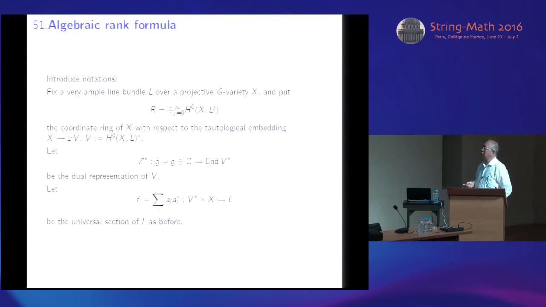Now let's look at something called the algebraic rank formula. Given a very ample line bundle over a projective G-variety X, we look at the coordinate ring of X defined by this, with respect to the tautological embedding X mapping to PV. Let E star be the dual representation of V given by this, mapping to endomorphisms of V star. And we can rewrite the universal section in this way, V star cross X mapping to L, to be A_i star of that.